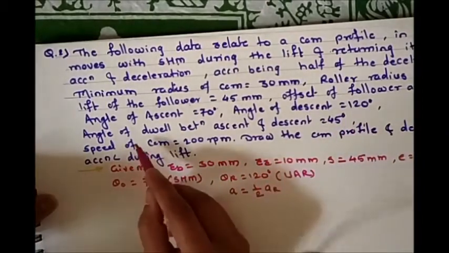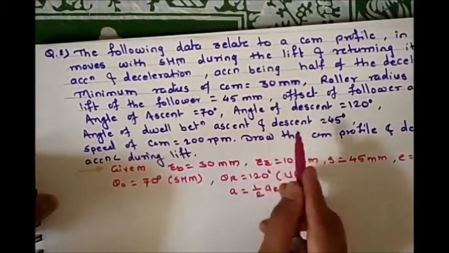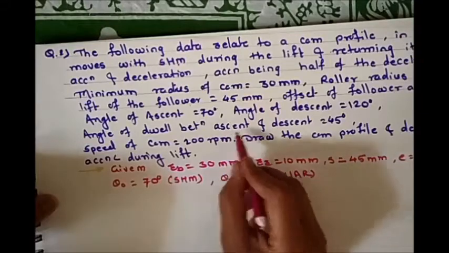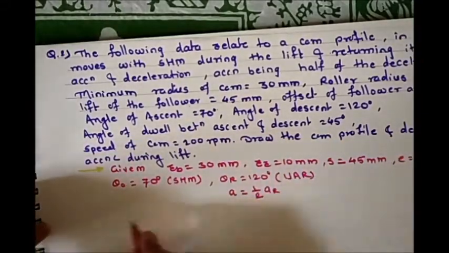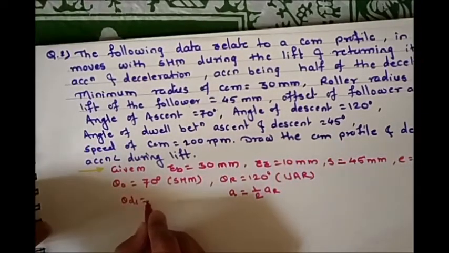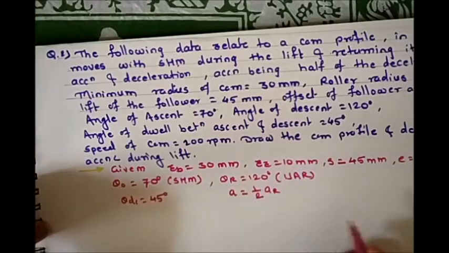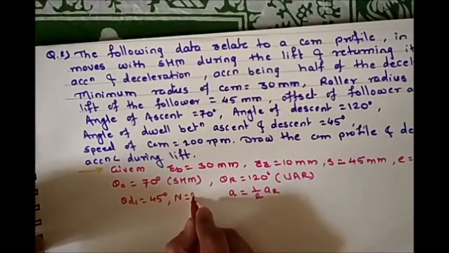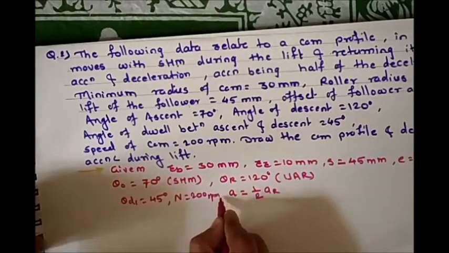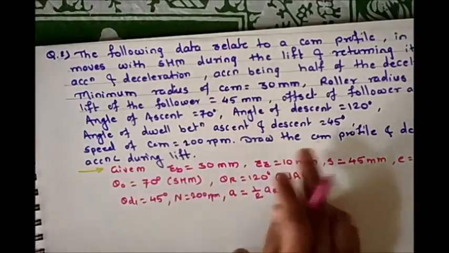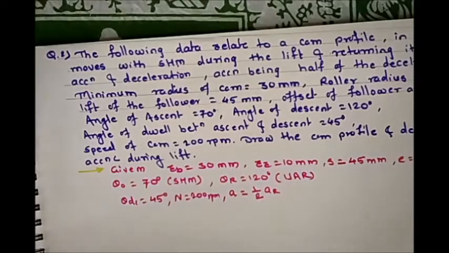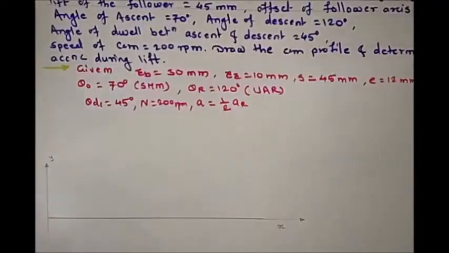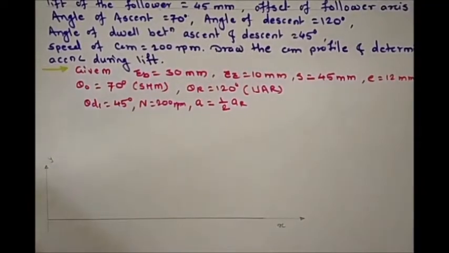Then the next is the angle of dwell between ascent and descent, theta d1, that is 45 degree. Then the speed of the cam is given, n is equal to 200 rpm. Okay, and they ask to draw a cam profile. So let's start from the displacement diagram. Here we have xy axis.